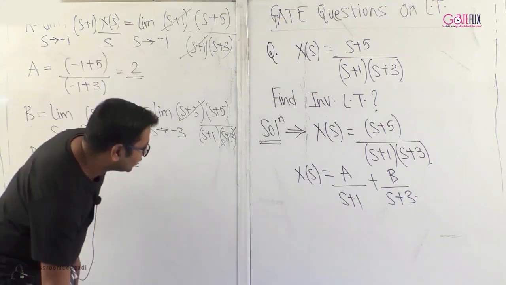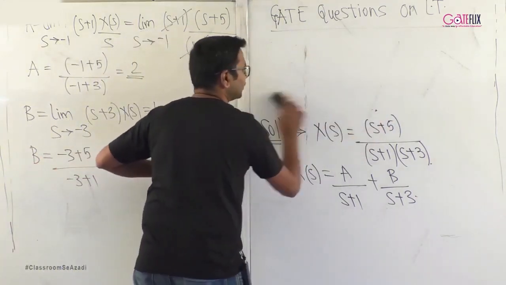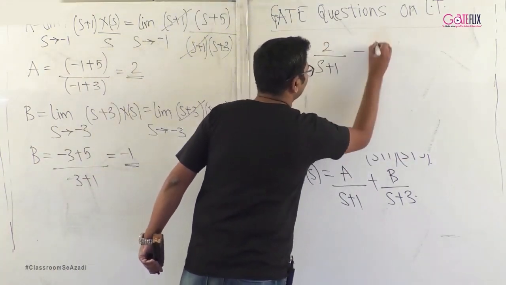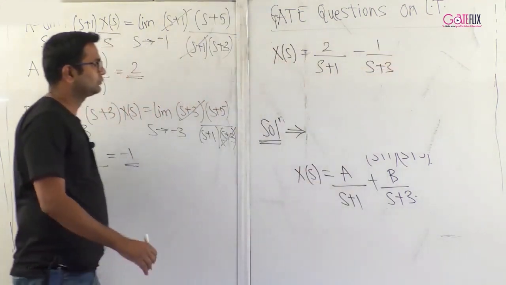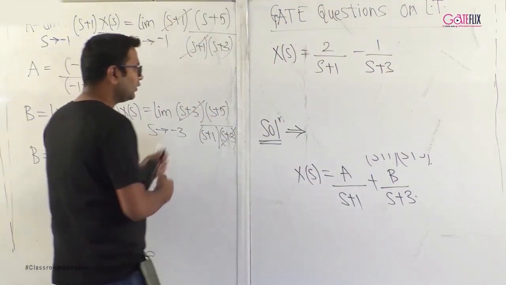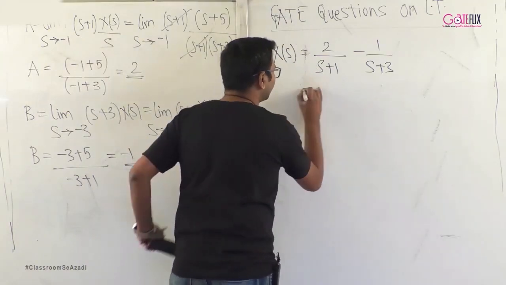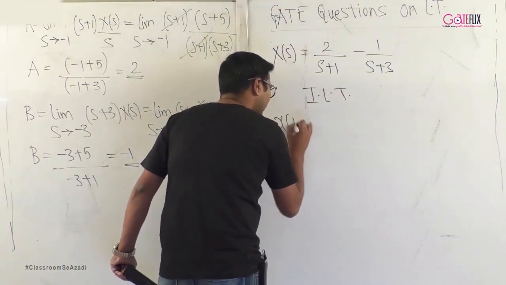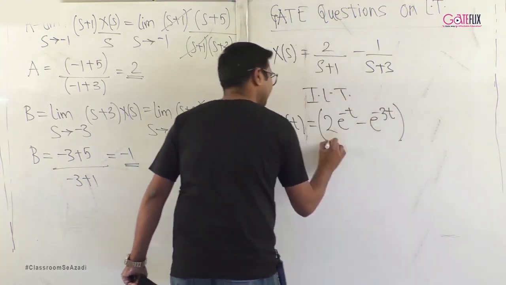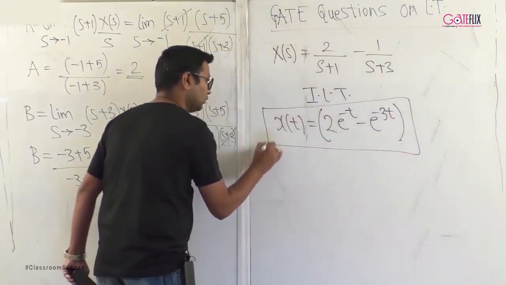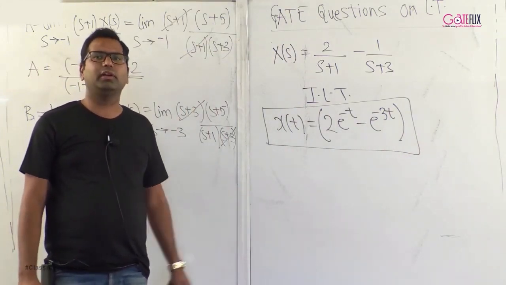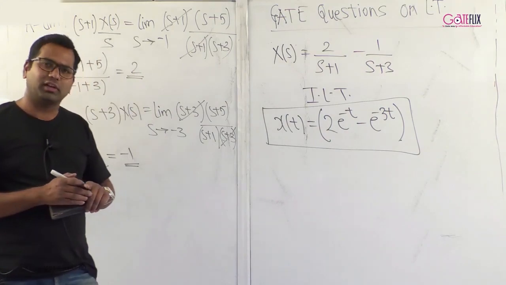Hence, if we substitute the values of A and B, capital X of s will become 2 upon s plus 1 minus 1 upon s plus 3. Therefore, if we take the inverse Laplace transform, x of t will become 2 into e to the power minus t minus e to the power minus 3t, which is the answer for this question. Hope you have understood the inverse Laplace transform we have solved here using the partial fraction expansion technique.